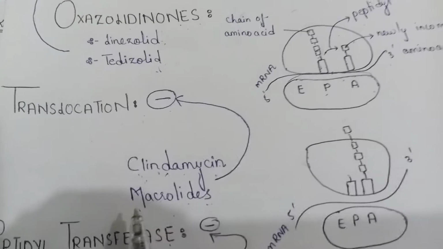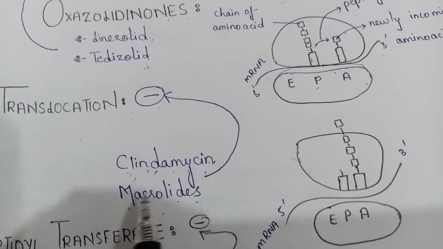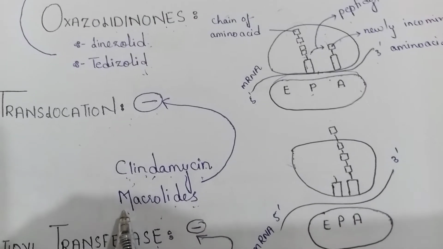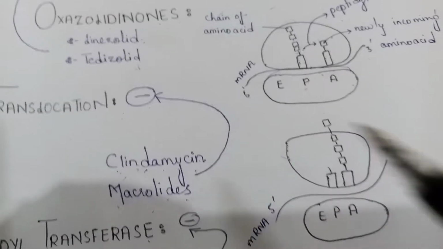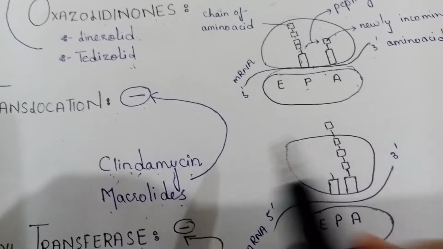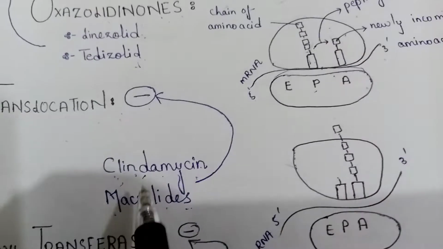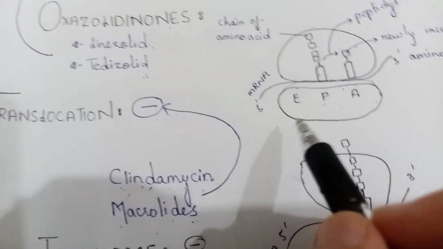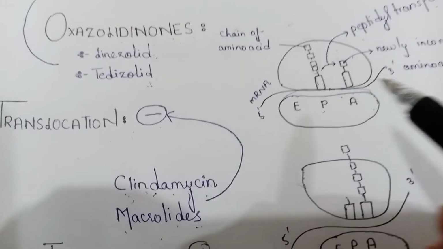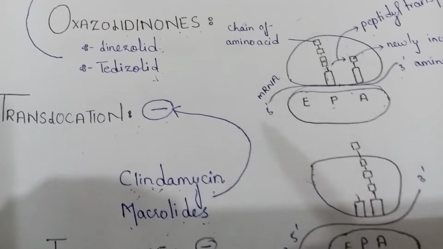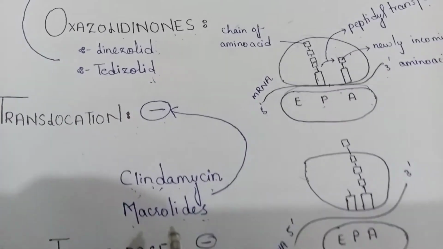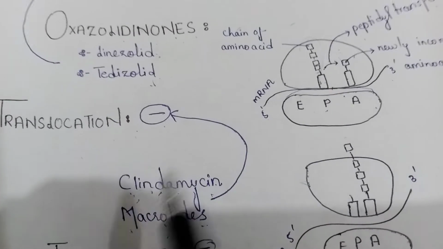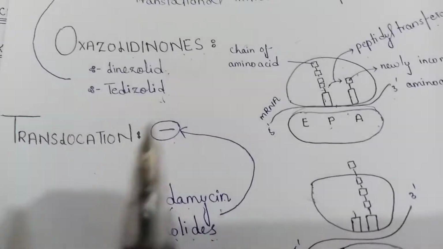Okay, now the other drug, macrolides. From macrolide I get the point movement, right? So it inhibits the movement of the ribosome along mRNA, or it prevents the movement of the ribosome along mRNA. We studied that the movement of the ribosome along mRNA is called translocation. So macrolides and clindamycin in this way inhibit the translocation.